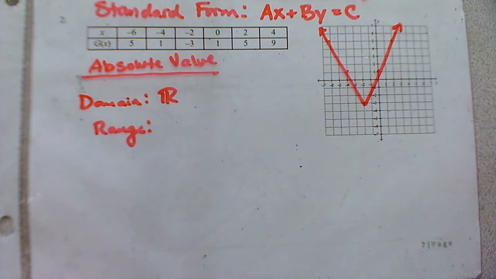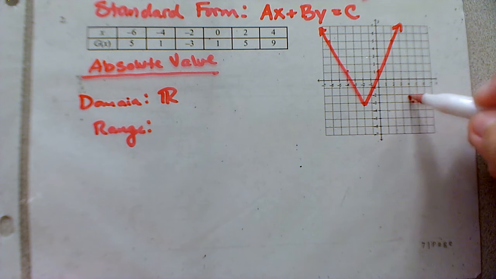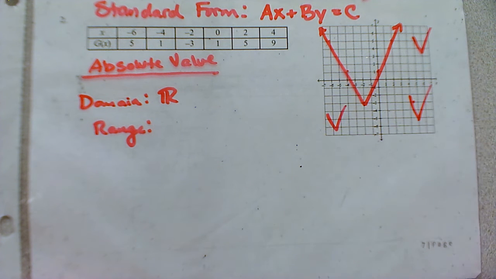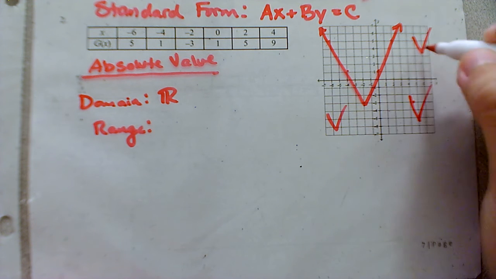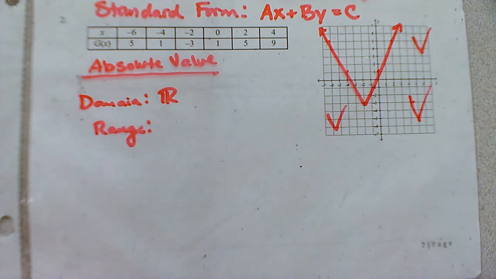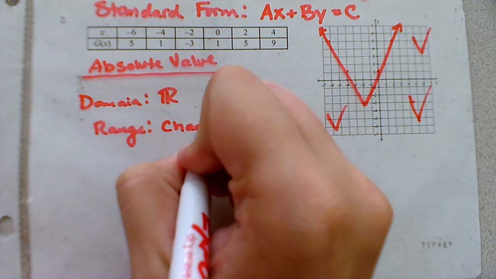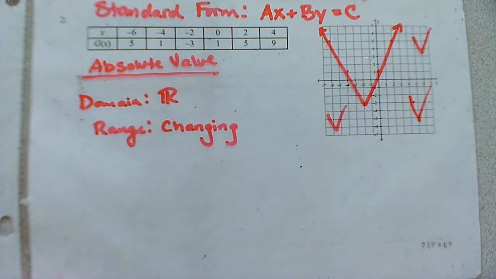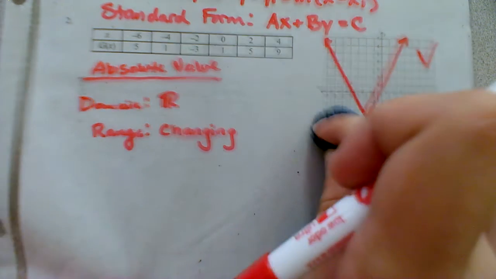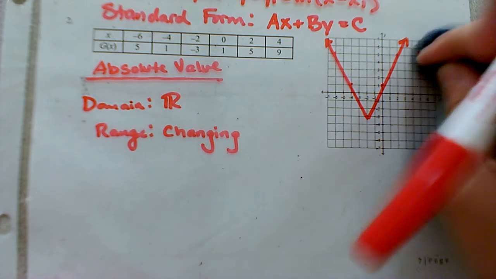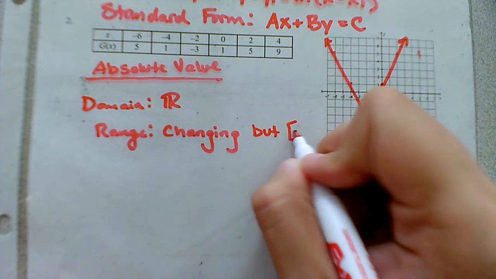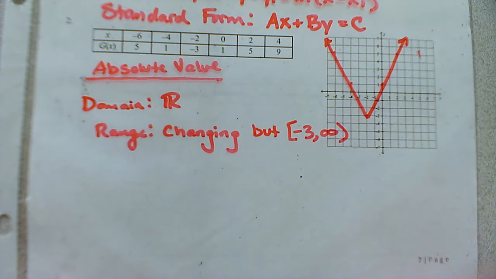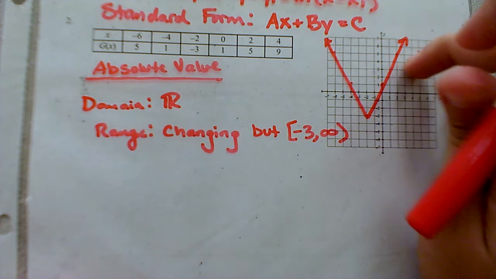So that's for this particular example, but we can draw a V shape really anywhere on a graph and its range would change. So notice how depending on how low or how high your vertex of that V is located, your range will change. So I'm just going to say changing in this example, but it specifically would be -3 to infinity. So maybe we'll say changing, but from -3 with a bracket to infinity with parentheses for this particular case.